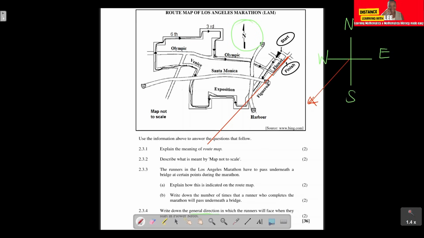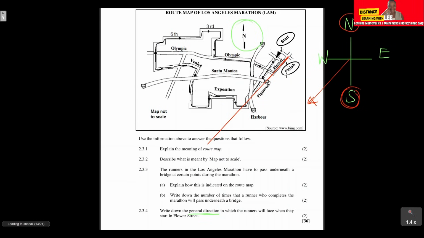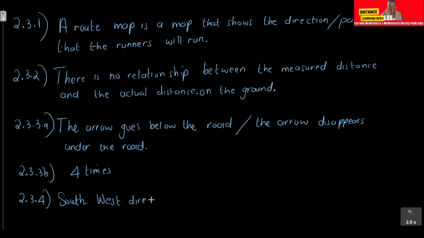And when you're giving these general directions, guys, you need to remember you start with the south, then it's west, or you're south, then it's east, or it's north, then it's east, or it's north, then it's west. You don't say west south. You start with your north and your south, and you give the other direction. That is also very important. Just try to remember that. So the general direction in which the runners will face when they start in Flower Street is the southeast direction. Sorry, guys, I meant southwest direction, because it's in between your south and your west, not southeast. So it's in the southwest direction.